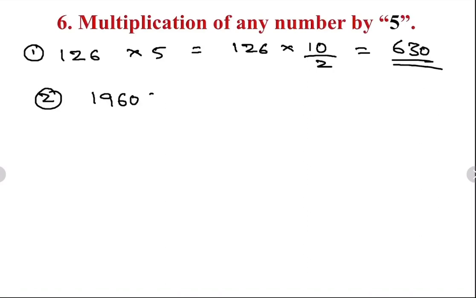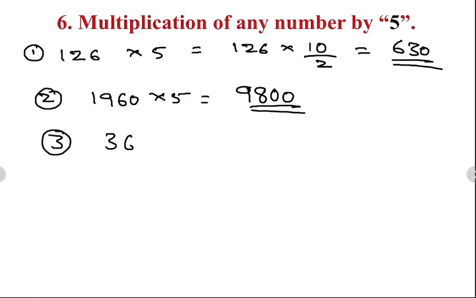If you go with another example, 1960 multiplied with 5, half of it 980, 2 9s are 18, 2 8s are 16, 980 into 10, 9800. If you go with another example, 3600 multiplied with 5. So half of it is 1800. Into 10, 18,000.